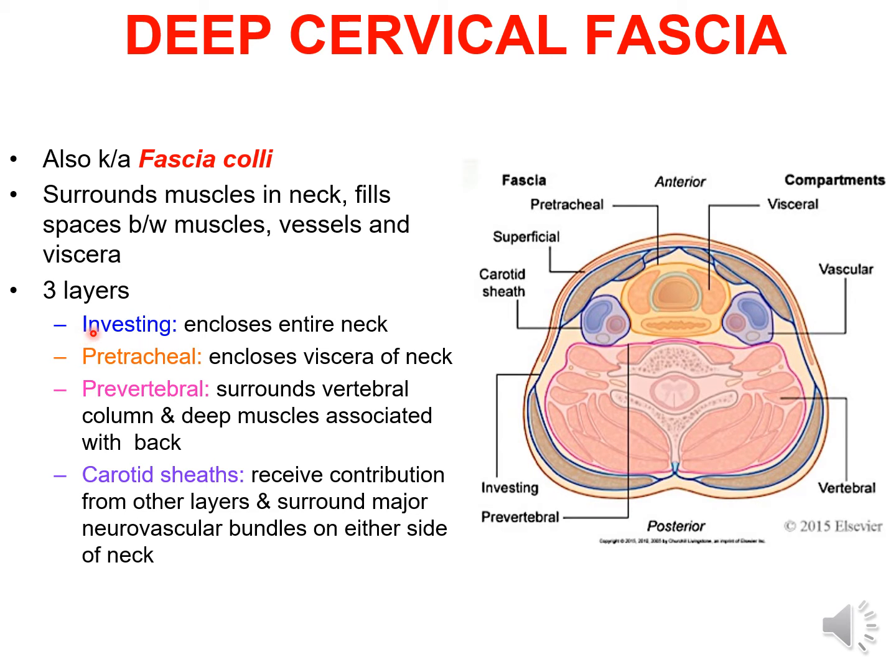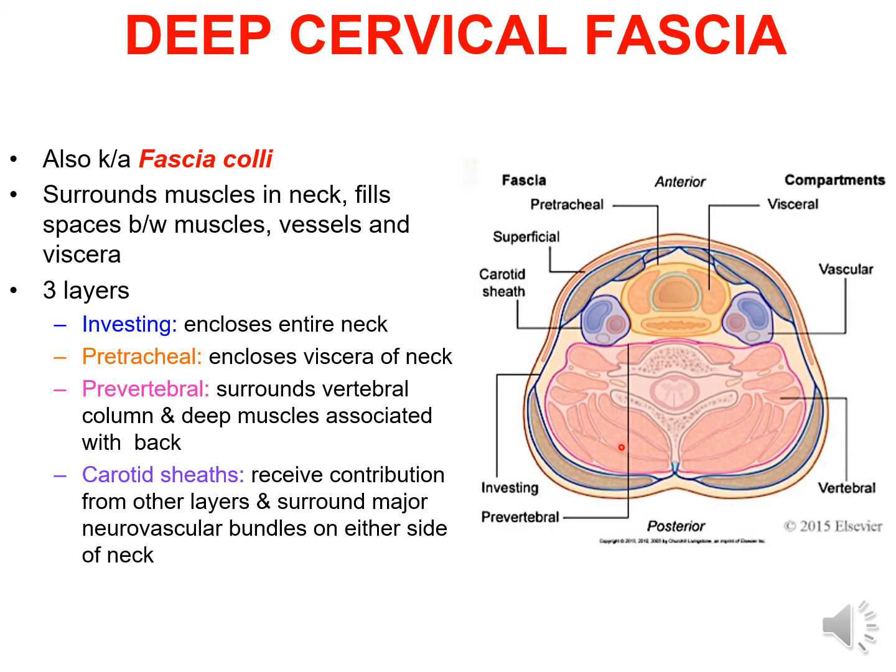First, or the most superficial, is the investing layer, which encloses the entire neck like a collar, shown with blue color in this image. So this is your investing layer of the deep cervical fascia. Deep to that, the second layer shown with the yellow or the orange color is the pretracheal fascia, which encloses the viscera of the neck.